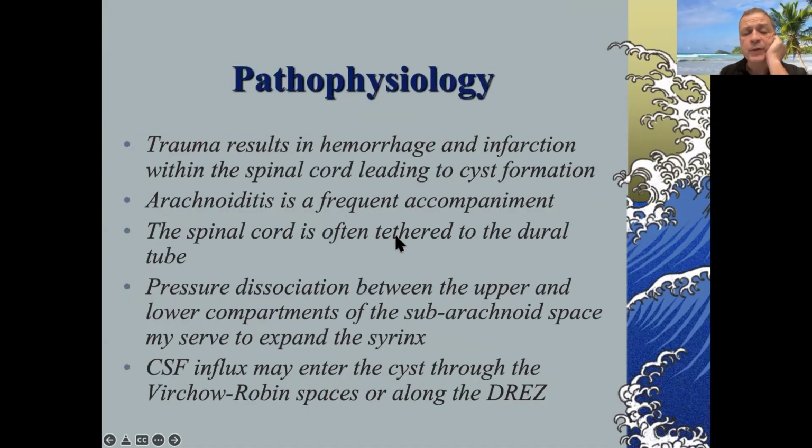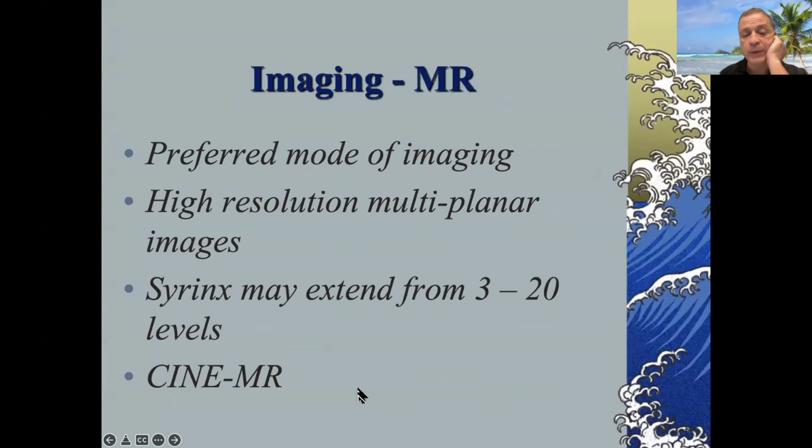The pathophysiology is relatively simple. It's basically an injury to the cord with cyst formation. There's arachnoiditis around the cord. There's impaired CSF flow that happens. Because of that, CSF is driven into the cyst, and the cyst can expand. And the CSF often flows into the cyst through the Virchow-Robin spaces.